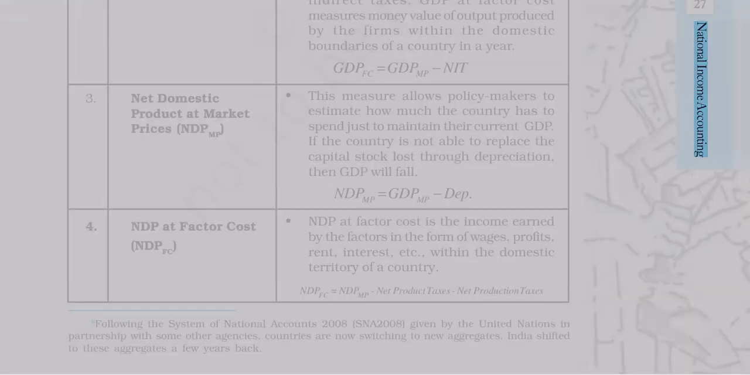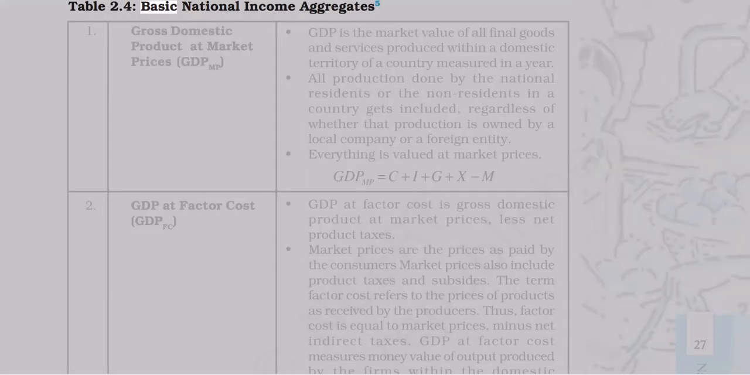National income accounting. Table 2.4, basic national income aggregates. GDP is the market value of all final goods and services produced within the domestic territory of a country measured in a year. All production done by the national residents or the non-residents in a country gets included, regardless of whether that production is owned by a local company or a foreign entity. Everything is valued at market prices. GDP at MP = C + I + G + X - M.